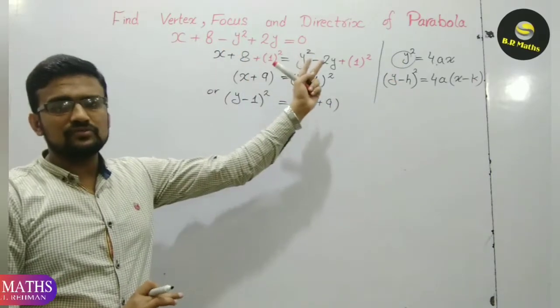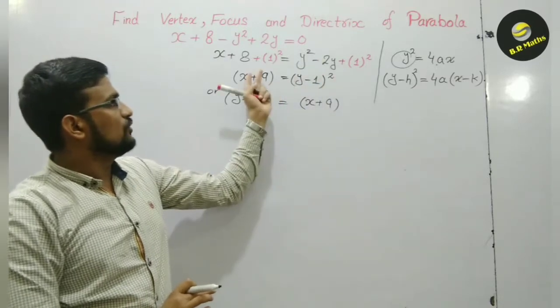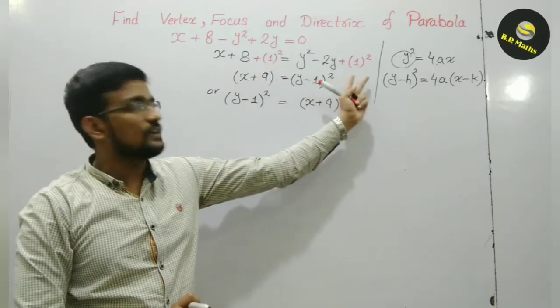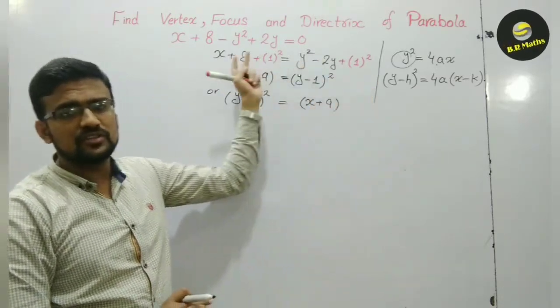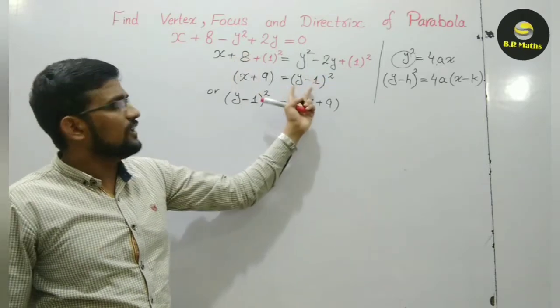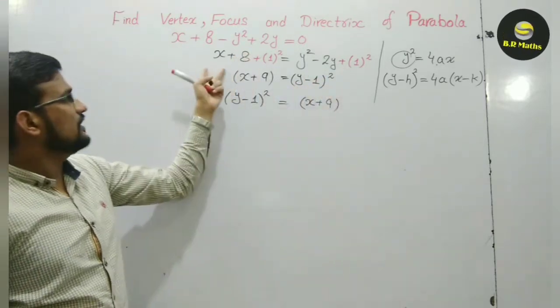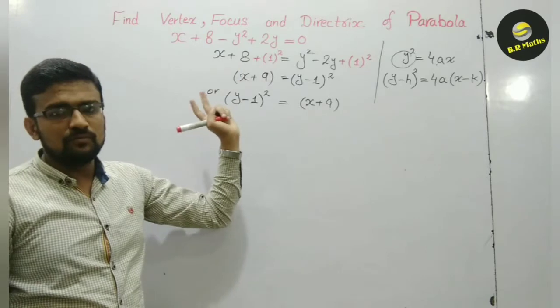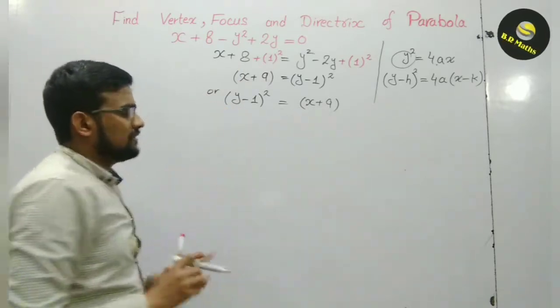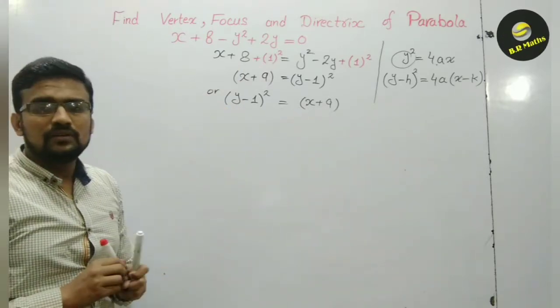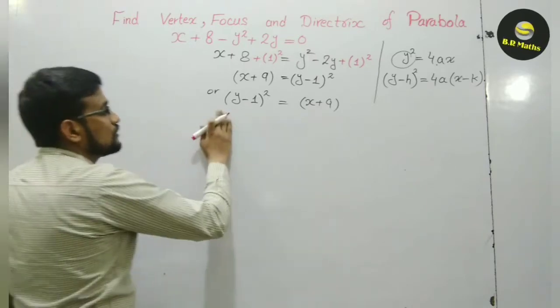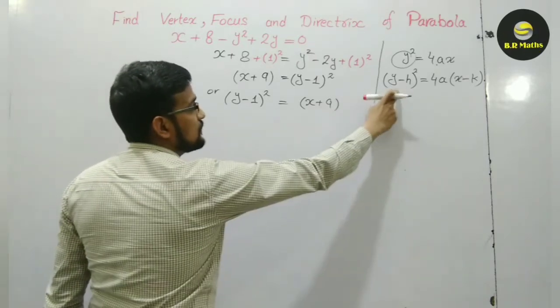Firstly, separate the y² terms, and after completing the square, add 1 squared on both sides. Then (y - 1)² is formed, and here x + 9 is formed. Arrange this one.